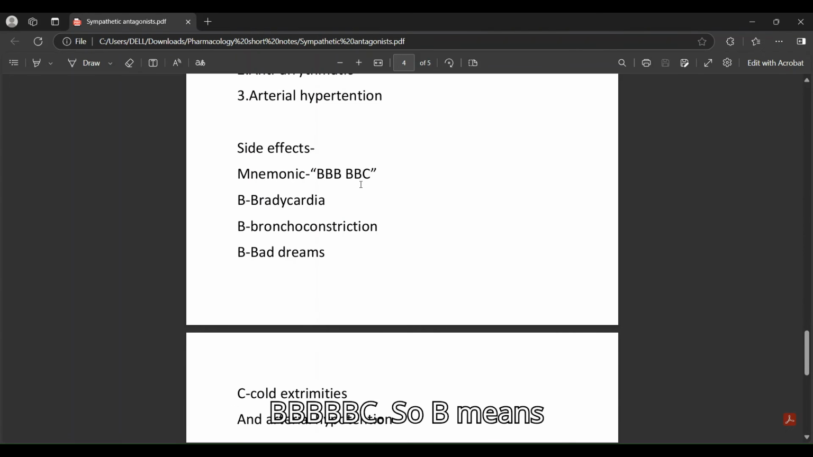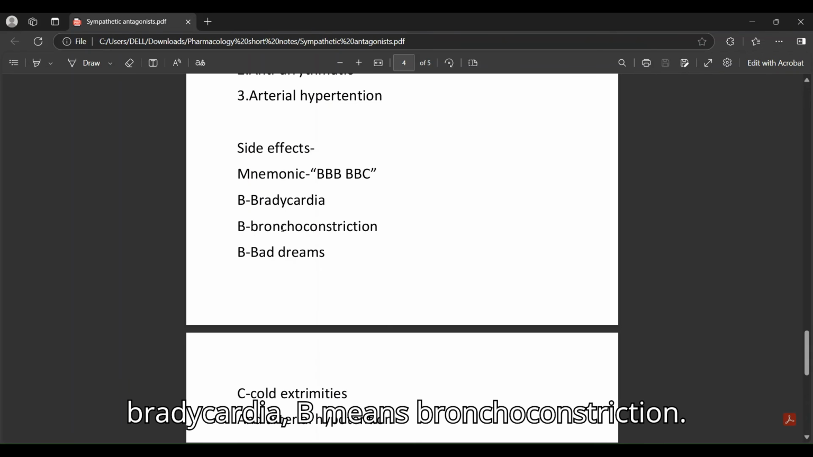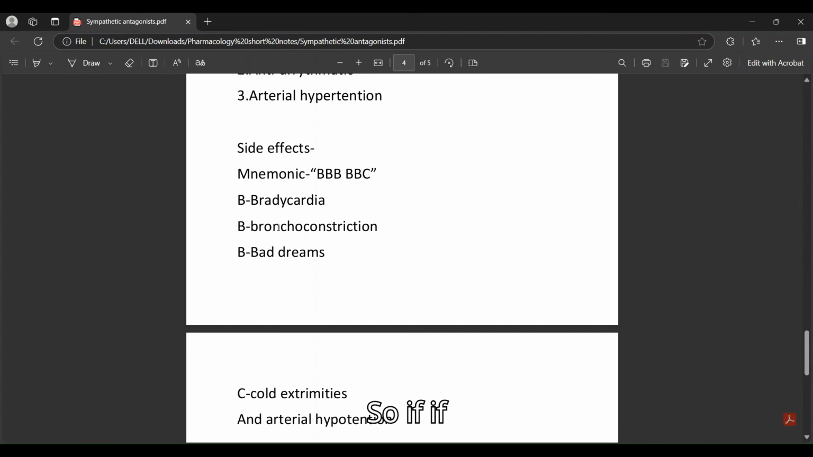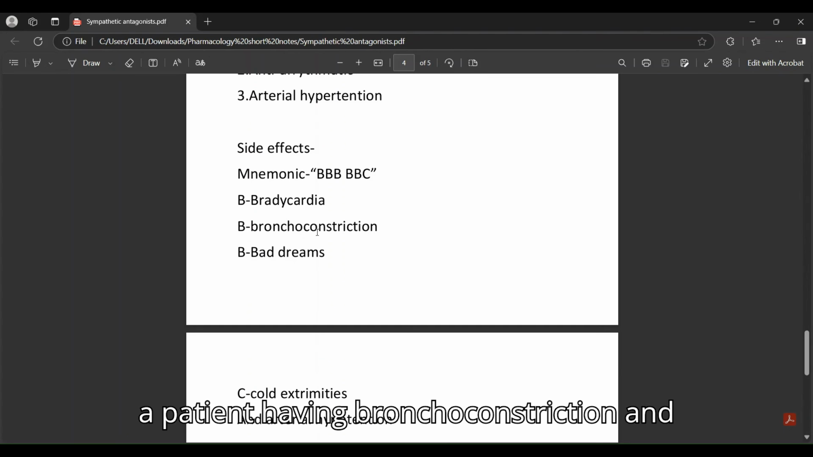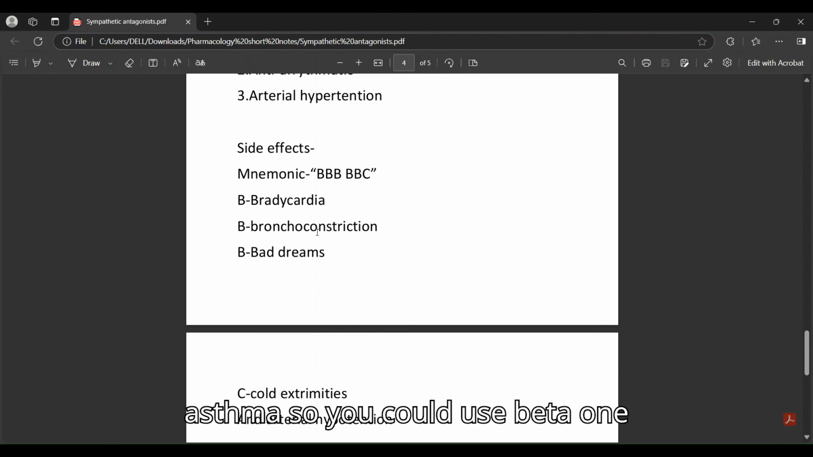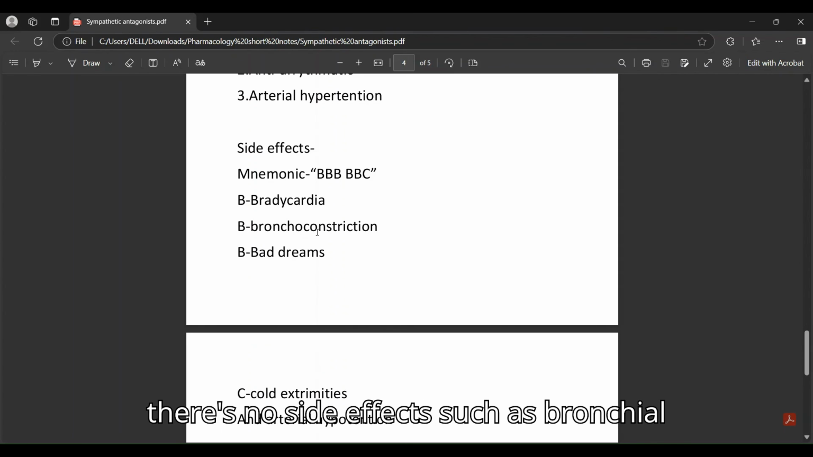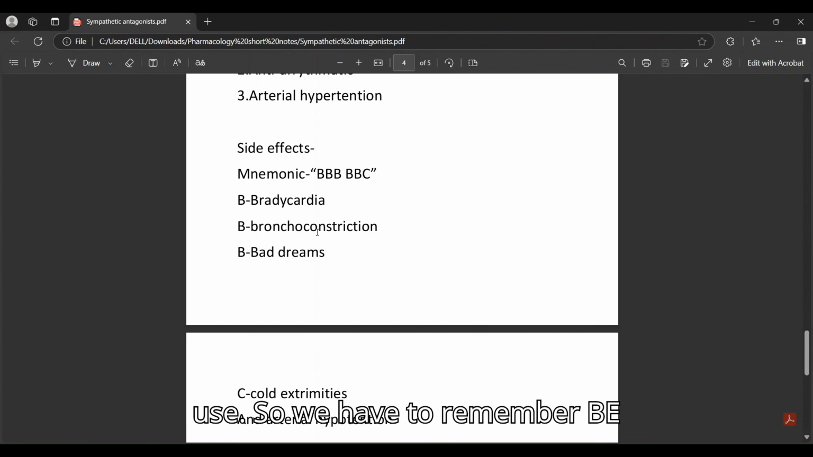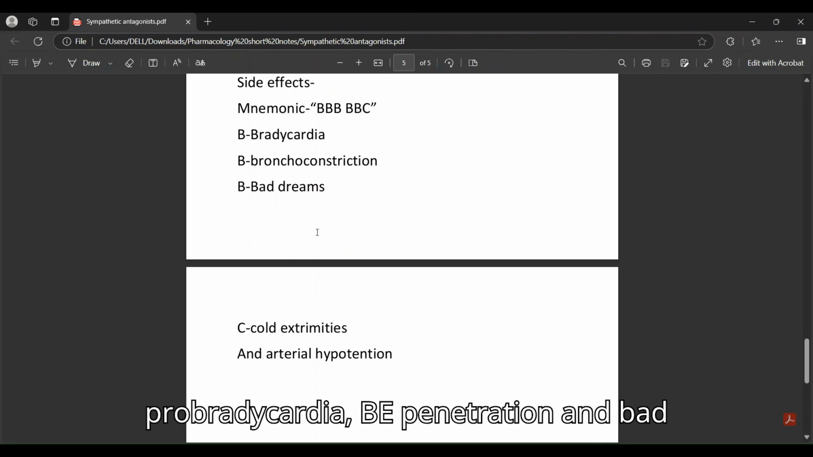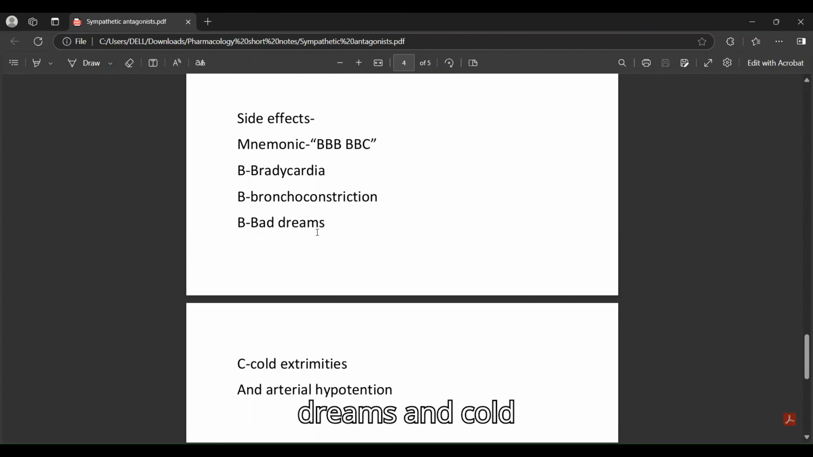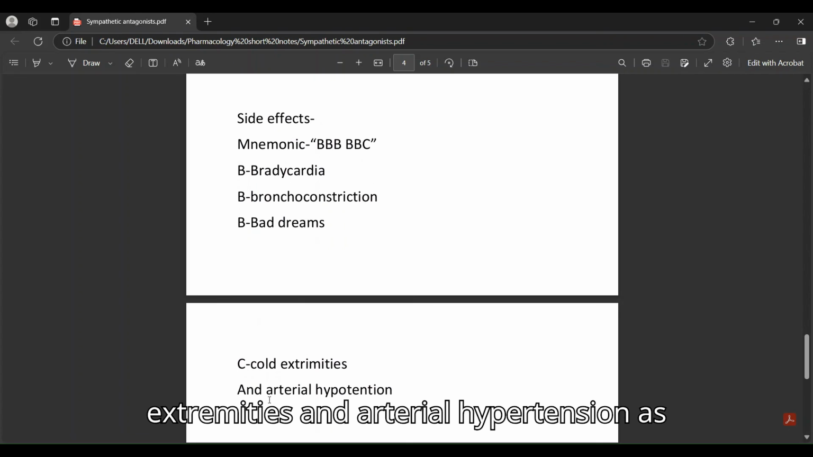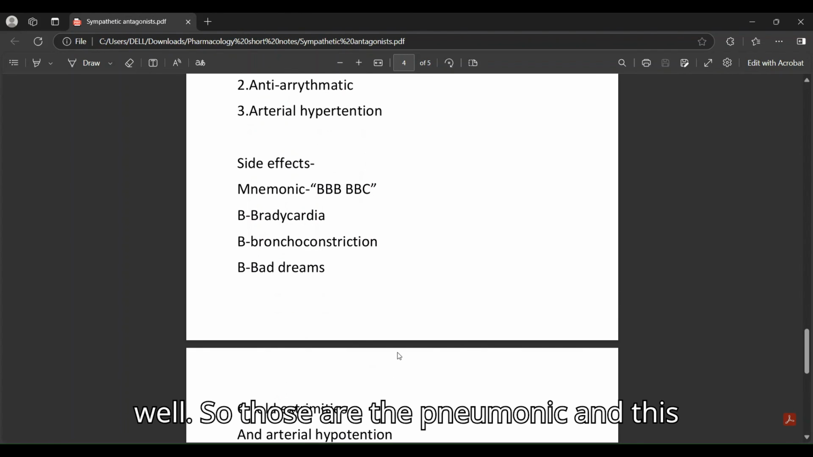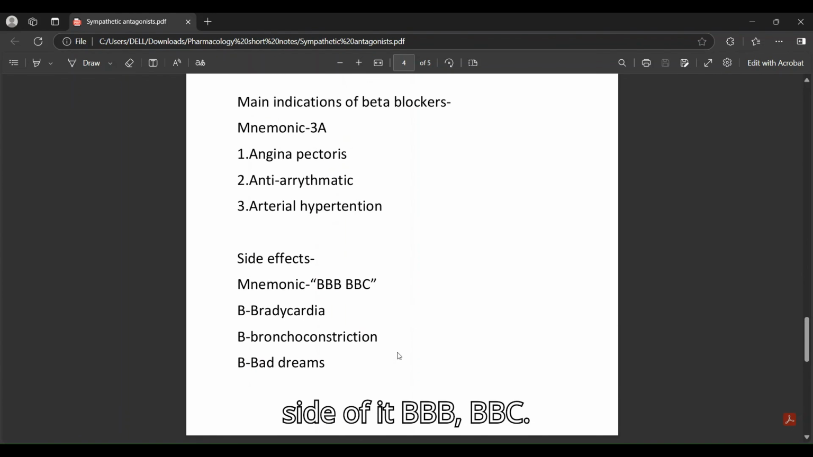The main side effect mnemonic is BBB, BBC. B means bradycardia, B means bronchoconstriction. If a patient is prone to bronchial asthma, you could use beta 1 selective ones. In beta 1 selective beta blockers, there are no such side effects as bronchoconstriction because they are beta 1 selective. But non-selective beta 1 and beta 2 blockers you can't use. So we have to remember B for bradycardia, B for bronchoconstriction, B for bad dreams, and C for cold extremities. Those are the mnemonic for the side effects, BBB, BBC.